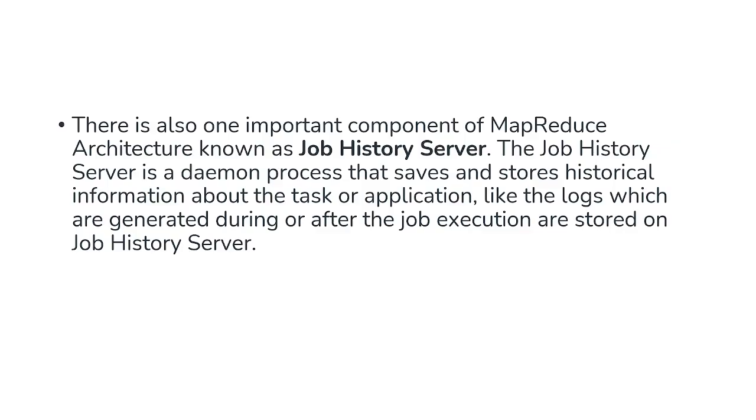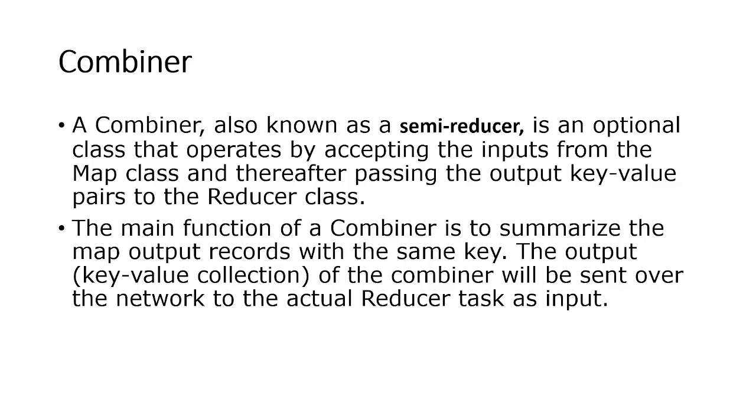There is another important component of the architecture, the job history server. It is a daemon process that saves and stores the historical information about the tasks or the applications. It keeps the record of what tasks were performed by the particular cluster environment or distributed environment, maintains the list of processes, and saves them in a database as history. So it's like logs which are generated during or after the job execution, stored on one job history server.